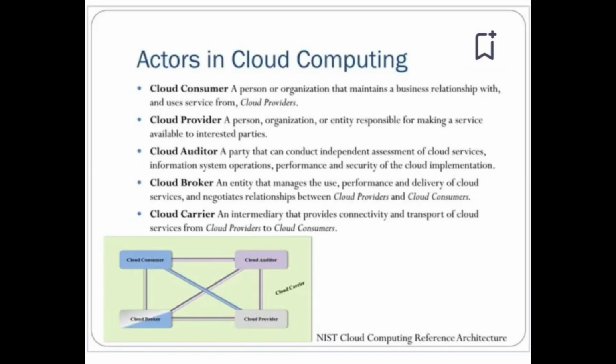Cloud auditor: a party that can conduct an independent assessment of cloud services, information system operations, performance and security of the cloud implementations. Cloud broker: an entity that manages the use, performance and delivery of cloud services and the relationship between cloud provider and cloud consumer. Cloud carrier: an entity that provides connectivity and transport of cloud services from cloud provider to cloud consumer. That is defined in this diagram, as you can see in these pictures: cloud auditor, cloud provider, cloud broker or cloud consumer.